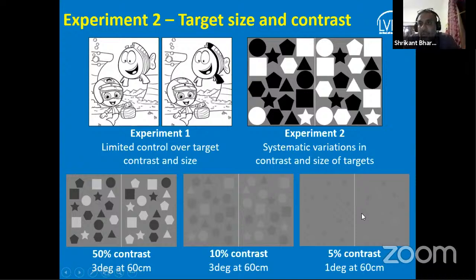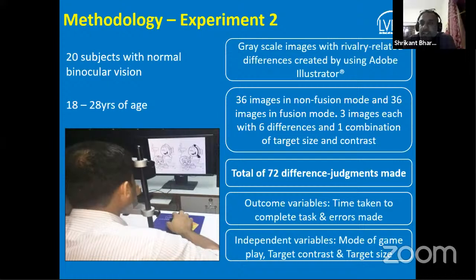5% contrast, for those of you who understand the contrast sensitivity function, is very close to threshold levels of performance. So you're just about able to see it. Whereas 100% contrast is what a typical high contrast logMAR chart would have. So we varied both the contrast of the target and the size of the target, and then we did the same paradigm once more. The methodology is more or less similar to the first experiment.